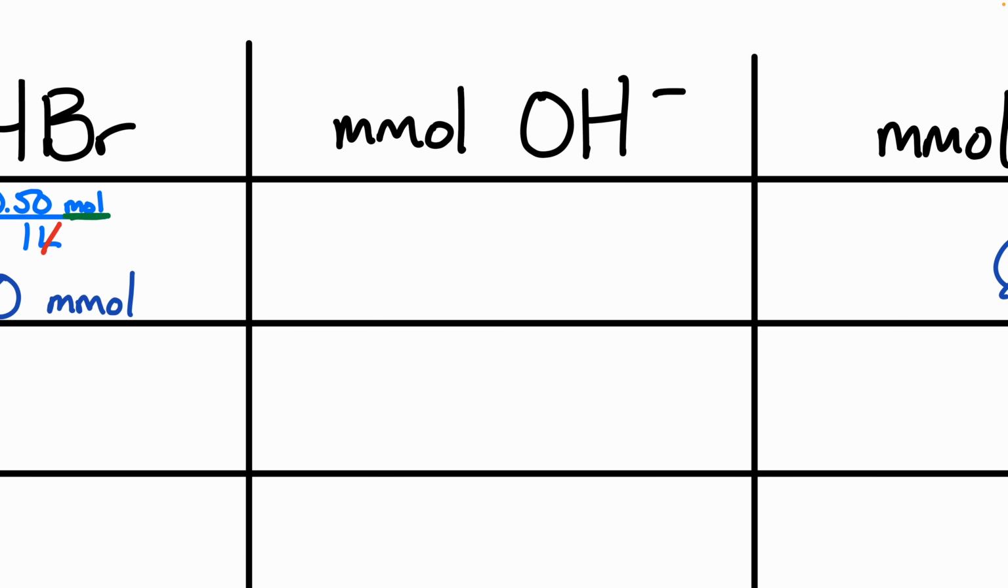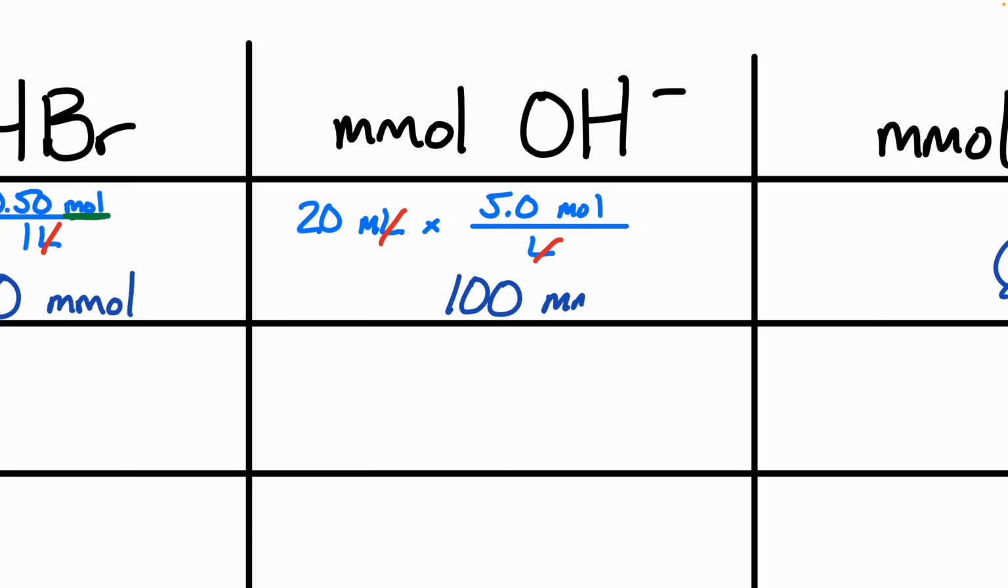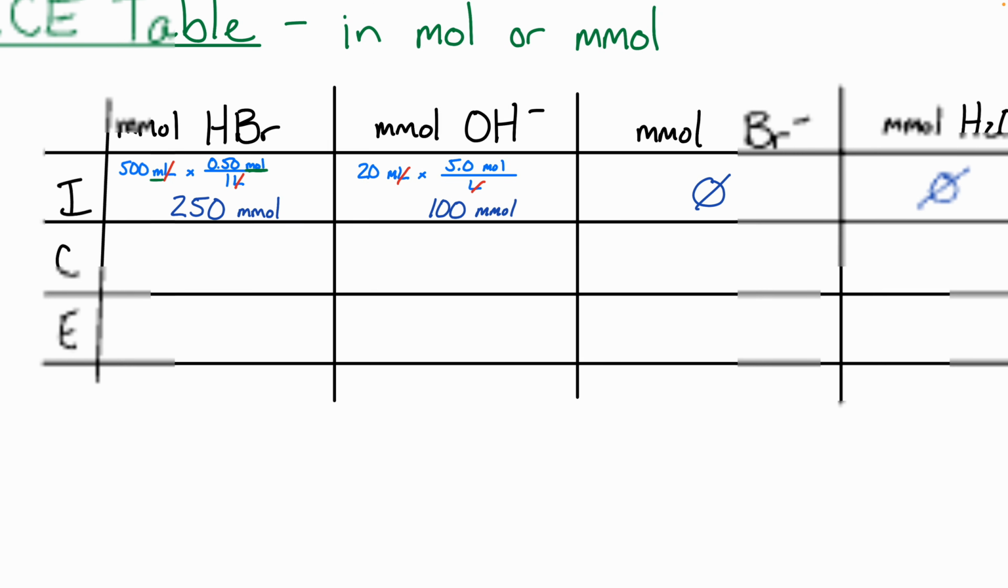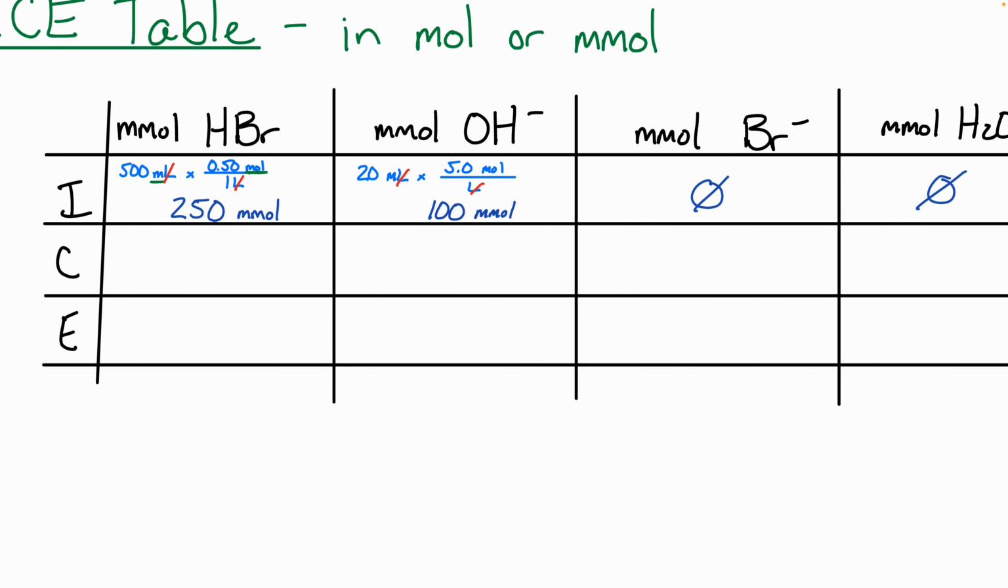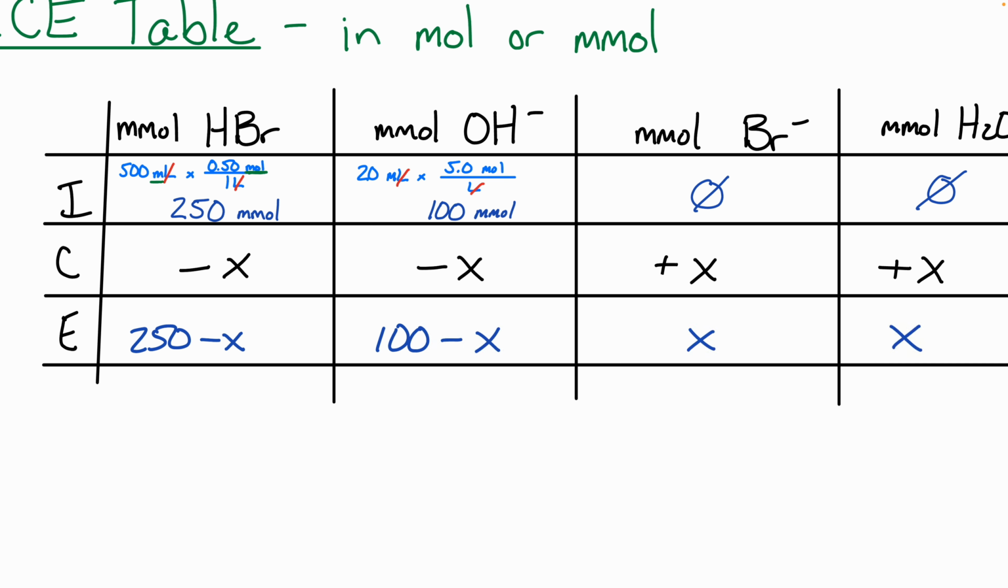All right, millimoles of hydroxide. We're going to take that 20 milliliters and multiply it by our 5 moles per liter. The liters cancel, leaving us with millimoles. In fact, 100 millimoles. My change box, we're going to use that variable. Our reactants decrease and our products increase. So summing that all together, we get 250 minus x, 100 minus x, x, and x.